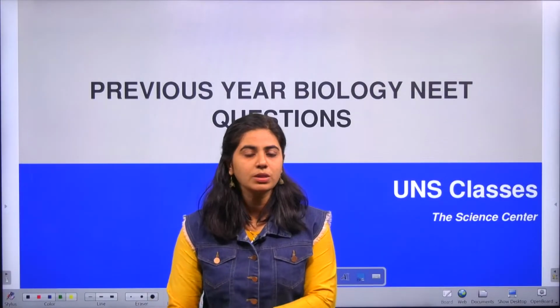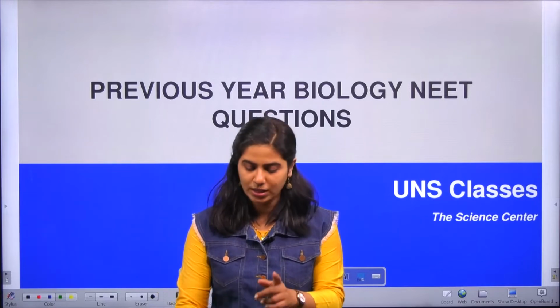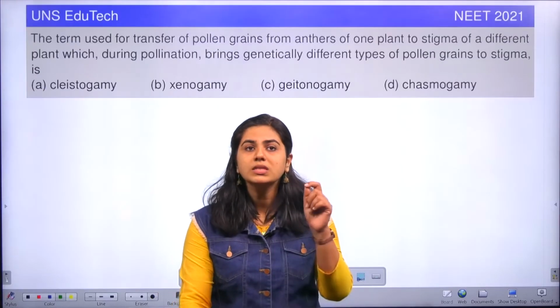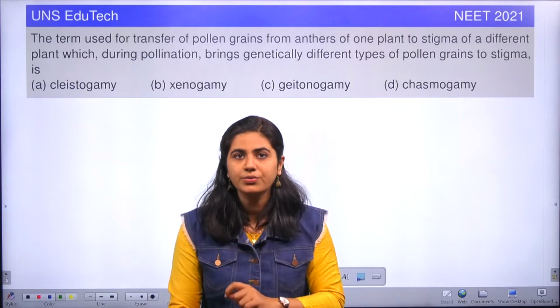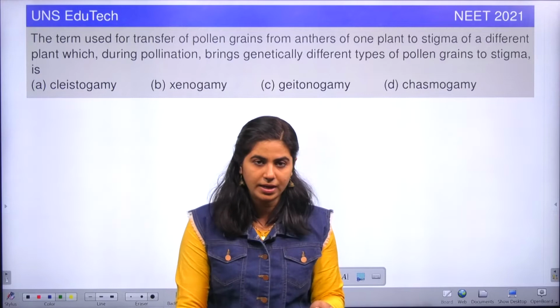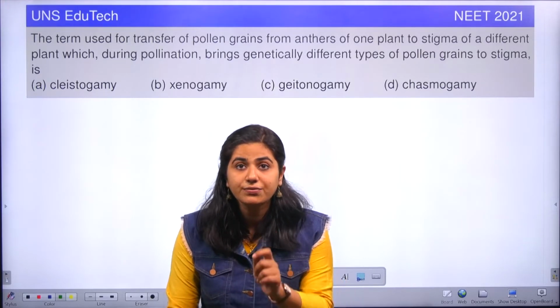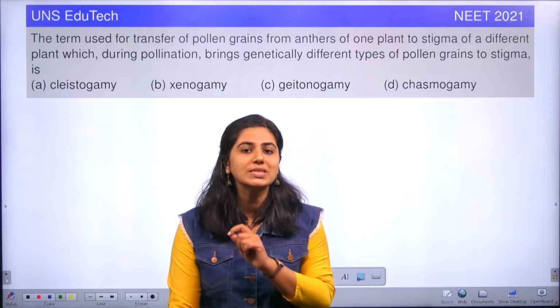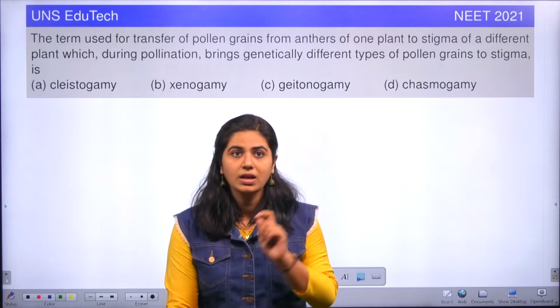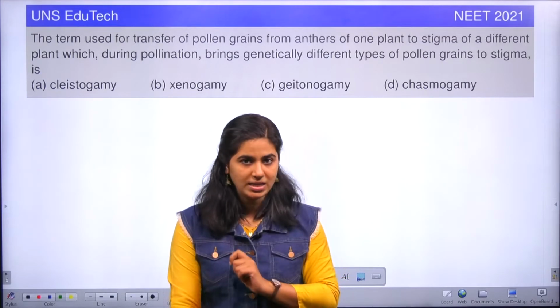We are again back with one previous year question. Today the question is from plant reproduction. The question is: the term used for transfer of pollen grains from anther of one plant to stigma of a different plant, which during pollination brings genetically different types of pollen grains to stigma, is Clistogamy, Xenogamy, Heterostylis or Cosmogamous.